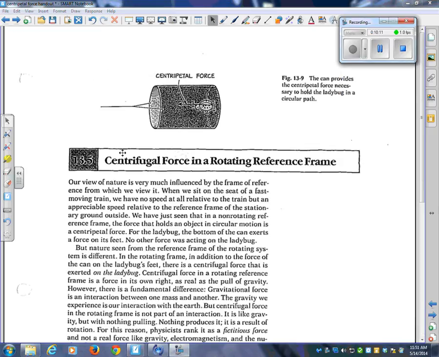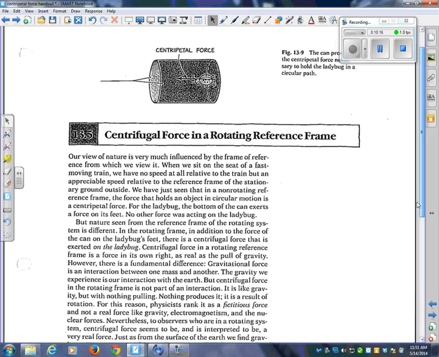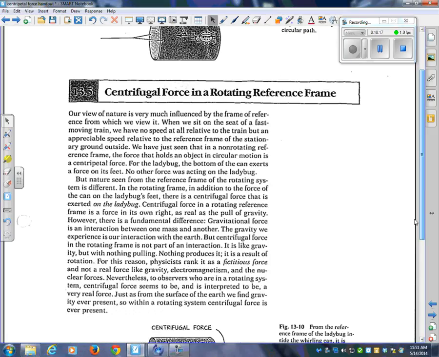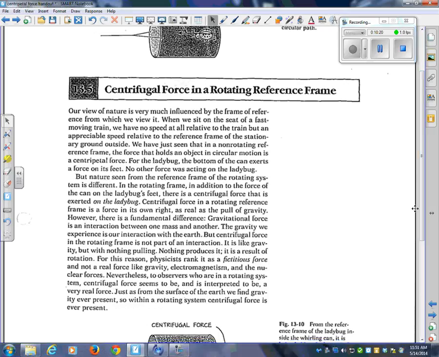Okay, so the centrifugal force in a rotating reference frame. Our view of nature is very much influenced by the frame of reference from which we view it. And this goes right back to almost the first week of grade 11, frame of reference. When we sit on the seat of a fast-moving train, we have no speed at all relative to the train, but an appreciable speed relative to the reference frame of the stationary ground outside.